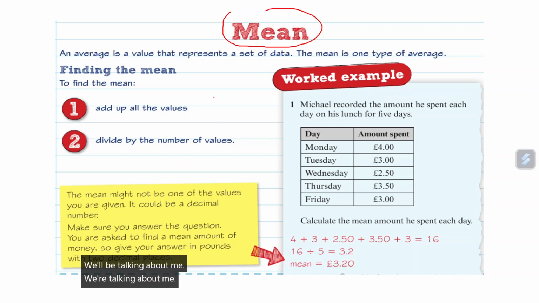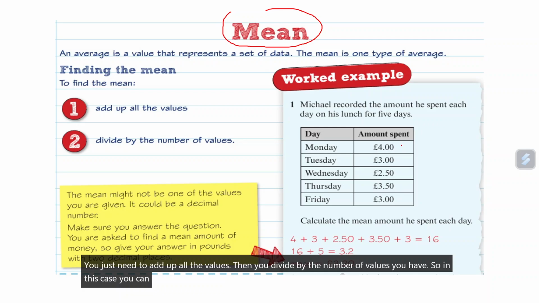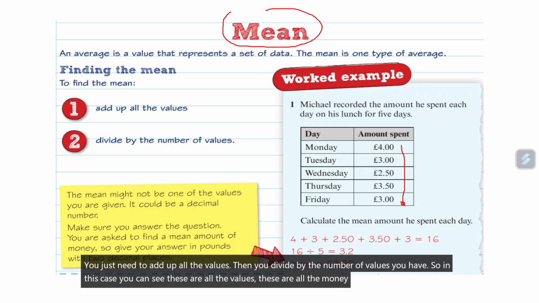So in summary, based on everything we see here, the mean means you just need to add up all the values, then you divide by the number of values you have. So in this case, you can see these are all the values. These are all the money spent. This is an example.